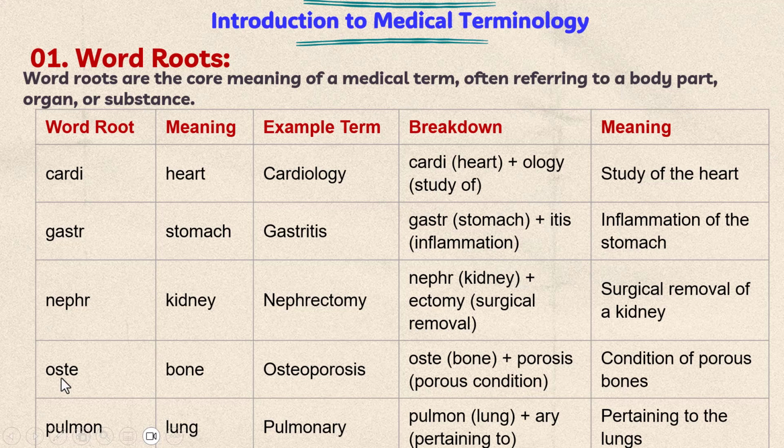Word root oste means bone. So for example, osteoporosis. Here, osteo is bone. Porosis is porous condition. So the meaning is porous condition of bones. Similarly, pulmon. Pulmon means lung. For example, pulmonary. Here, pulmon is lung. Ary means pertaining to. So, the full meaning is pertaining to lungs.